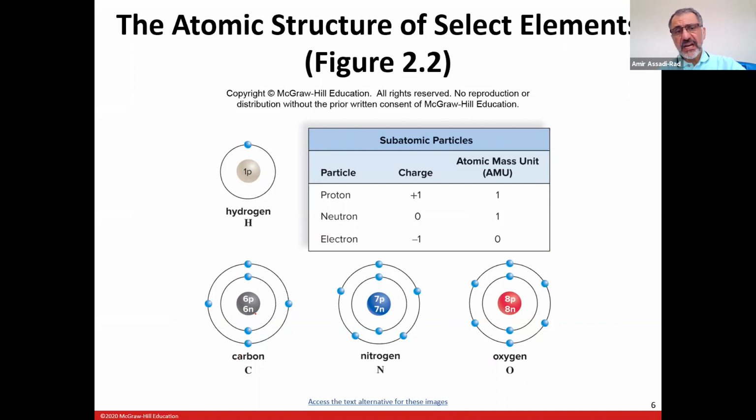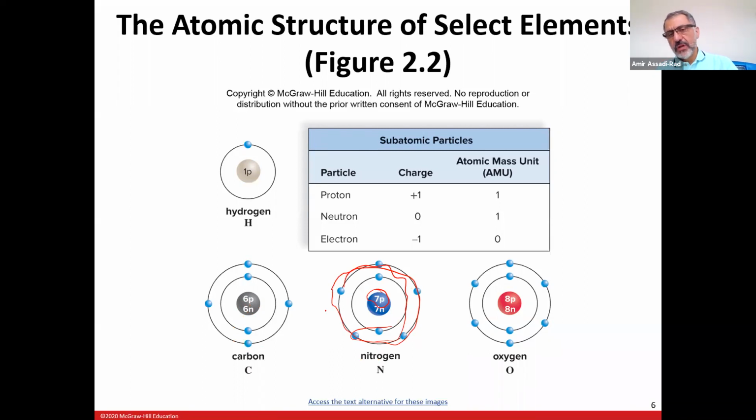For this course, anytime for the lab stuff and the simulation labs, anytime you have 6 protons, it means you have 6 electrons. You have 7 protons, it means you have 7 electrons, and so on and so forth. Not always are the number of neutrons and protons the same, but for our class, the number of protons and the number of electrons are the same.